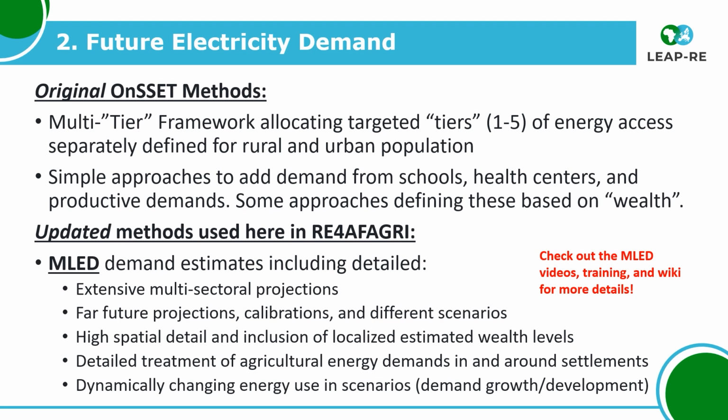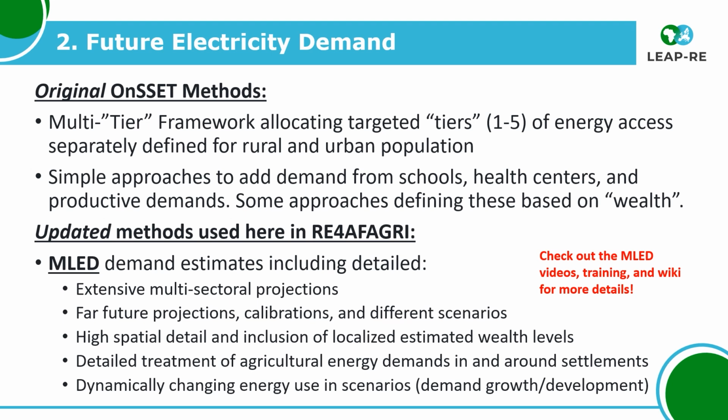But here we'll get into a little more detail of how we've changed and why we've changed the electricity demand estimation in OnSSET. The original OnSSET methods are generally based on the multi-tier World Bank framework from tiers 1 to 5, and are defined separately for rural and urban populations. These are often done with everyone in a rural area getting one tier of access and everyone in the urban area getting another. However, some other approaches have been improved to try and determine these based on wealth, as well as adding demand from schools, health centers, and other productive demands.